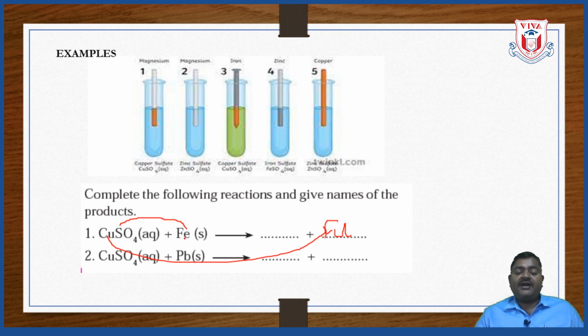मग शिल्लक राहिलं बघा, काय तयार होईल, it will form FeSO4, that is you will get FeSO4. Like this you can get the second also. दुसरं पण तुम्ही हे करू शकता, दुसरं पण तुम्हाला मिळेल.